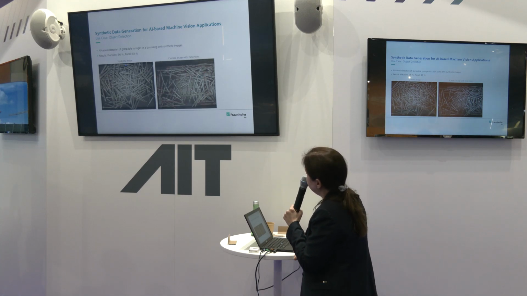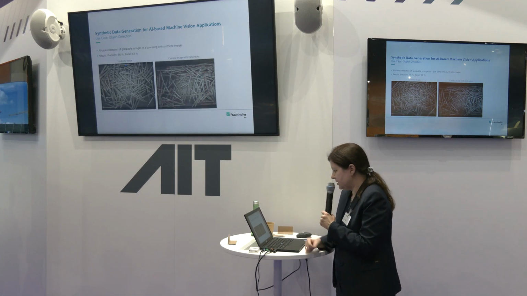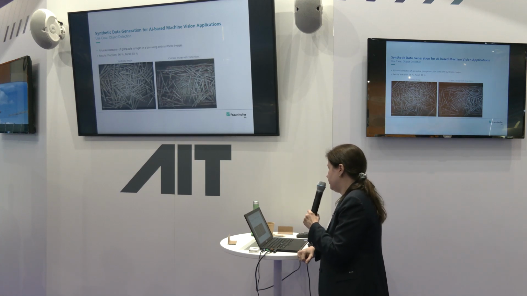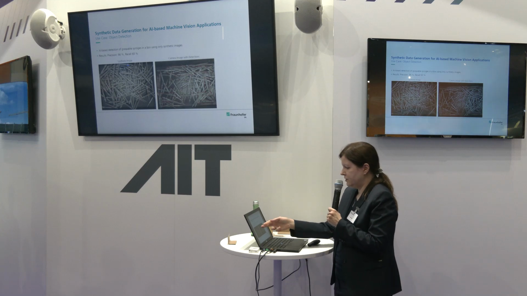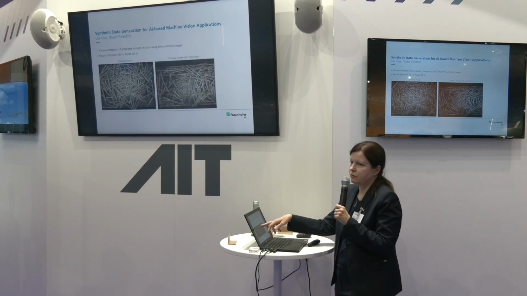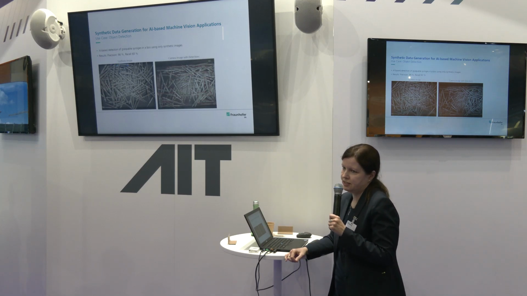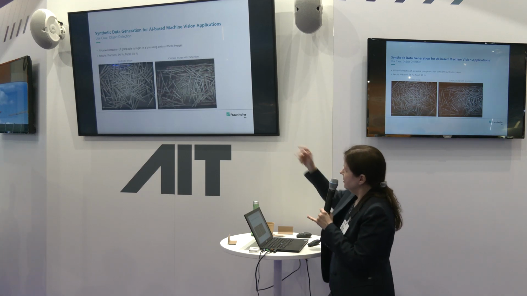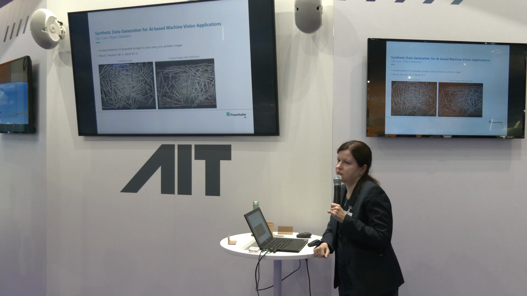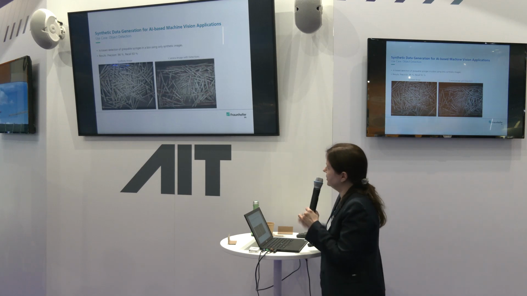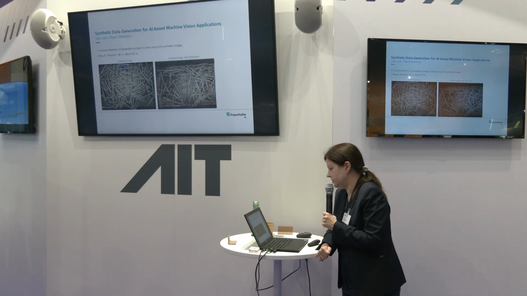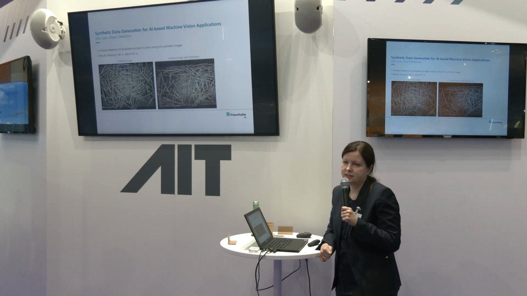And on the right-hand side, you see the detections in a real camera image from an AI-based object detection, which was only trained on synthetic data again. So we used the left-side images for the training and then received very good results from the object detection in the real data set.